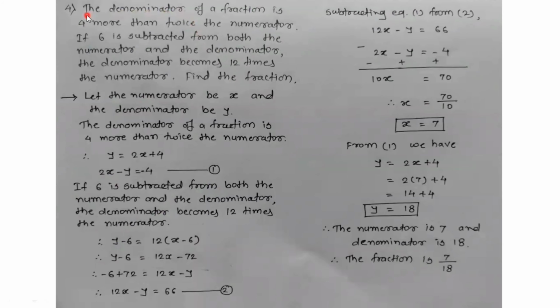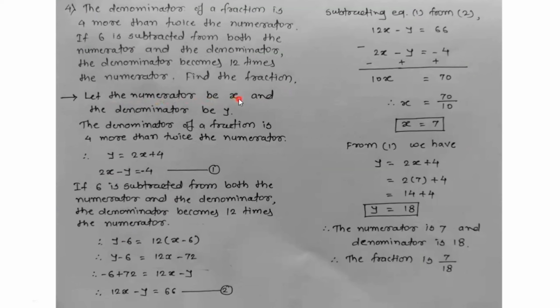The next problem is: the denominator of a fraction is 4 more than twice the numerator. If 6 is subtracted from both the numerator and the denominator, the denominator becomes 12 times the numerator. Find the fraction. So here we have to find the fraction. That means we must have the numerator and denominator. So we will use two variables for numerator and denominator.